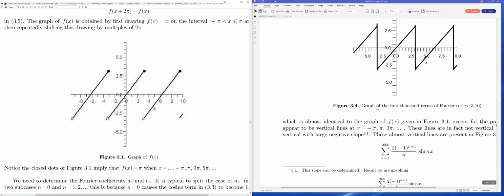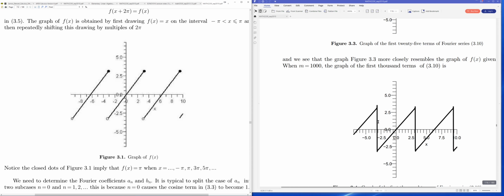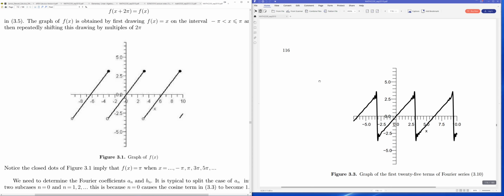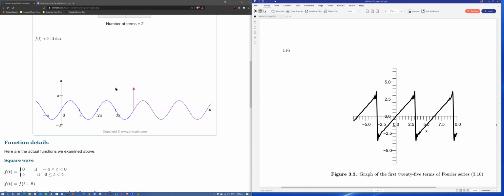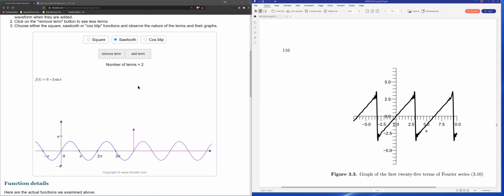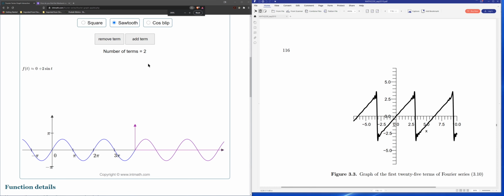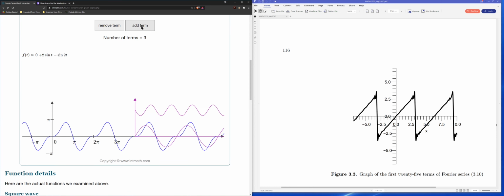So the idea is that the more terms you use from your Fourier series, the better your approximation is going to be. And we can see a next example of this in this graphic here. Here, this is just using 2 terms, and if you use 3 terms, you get a better approximation.